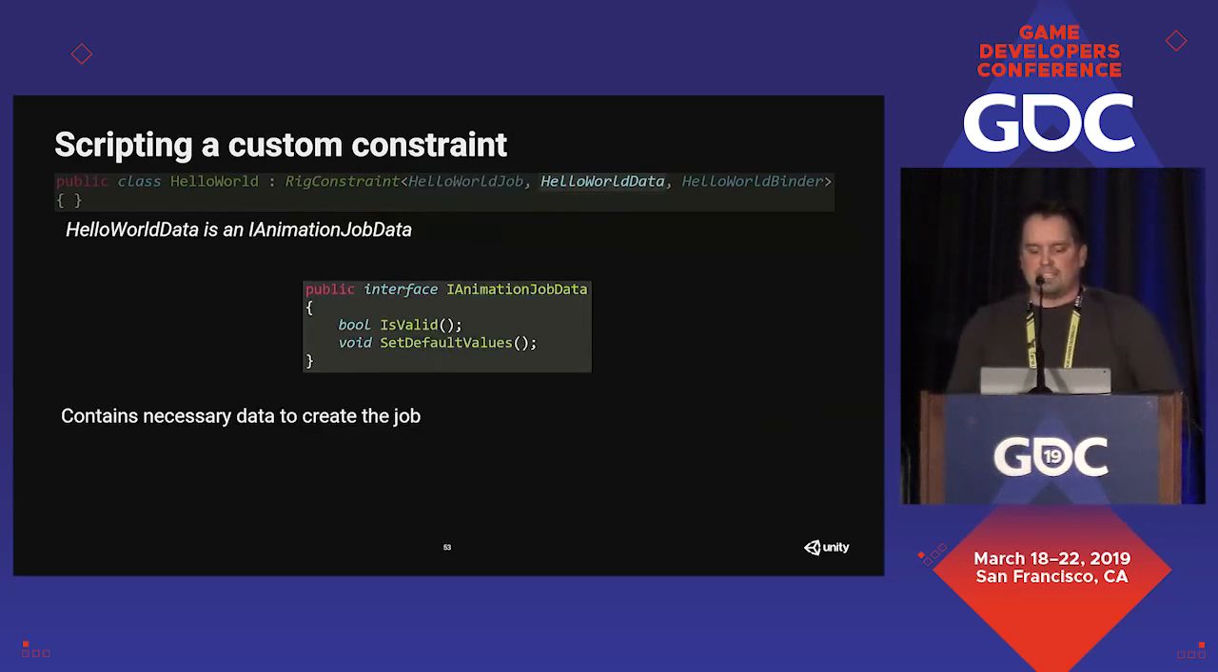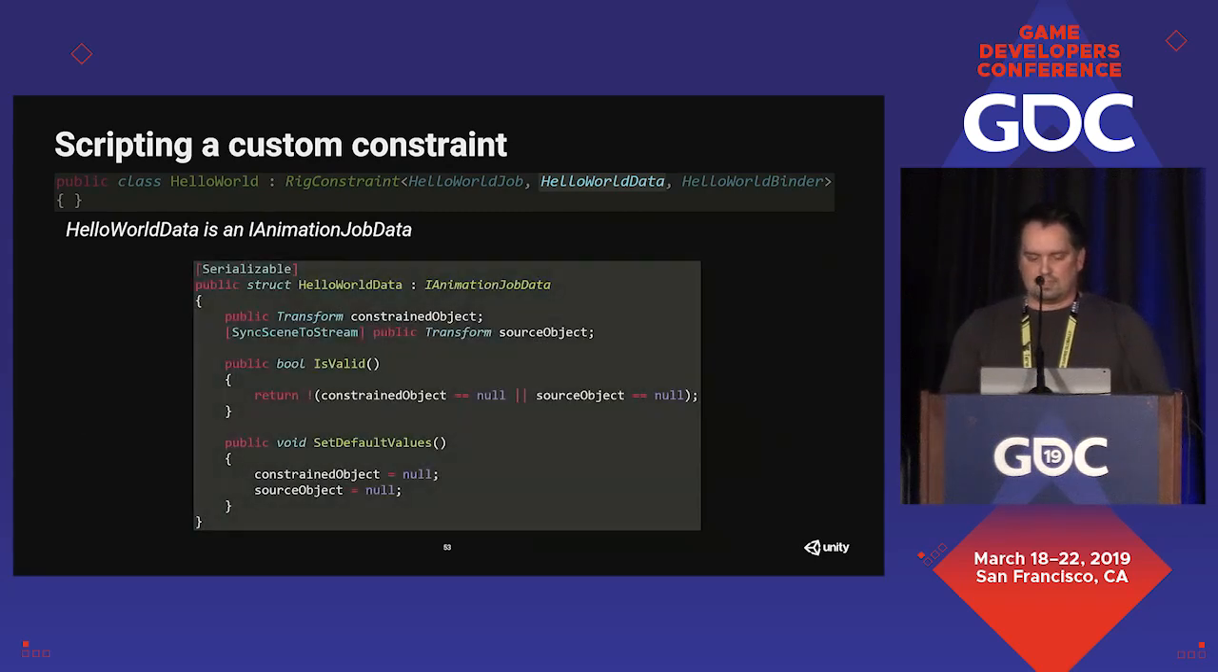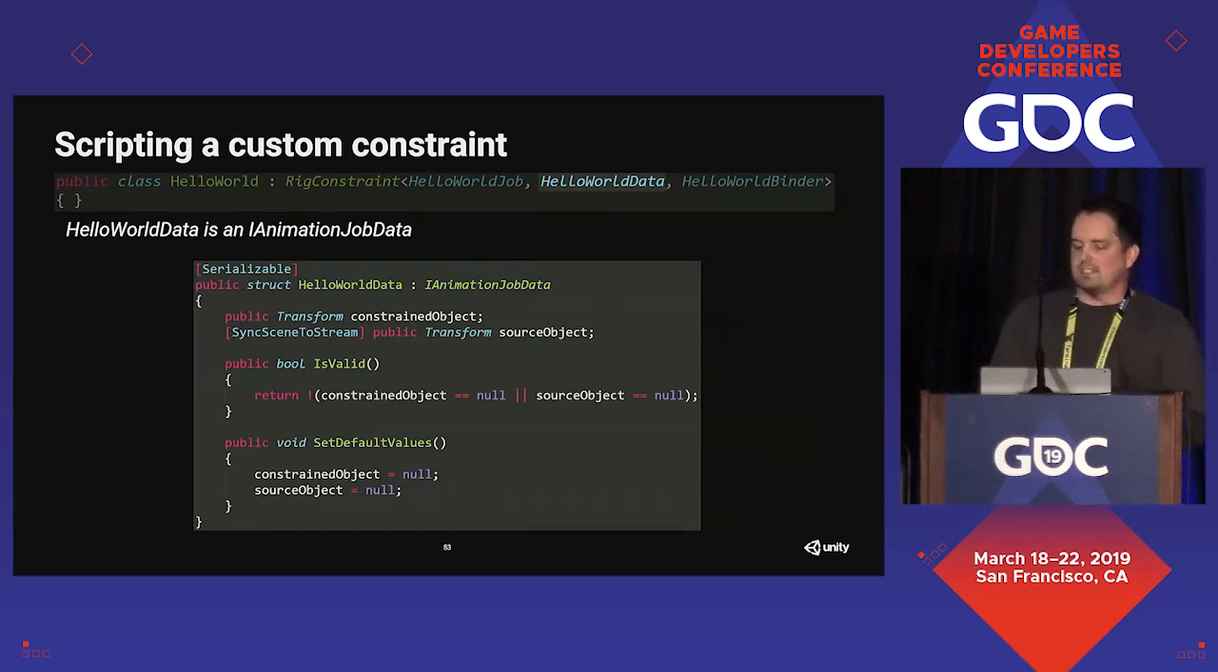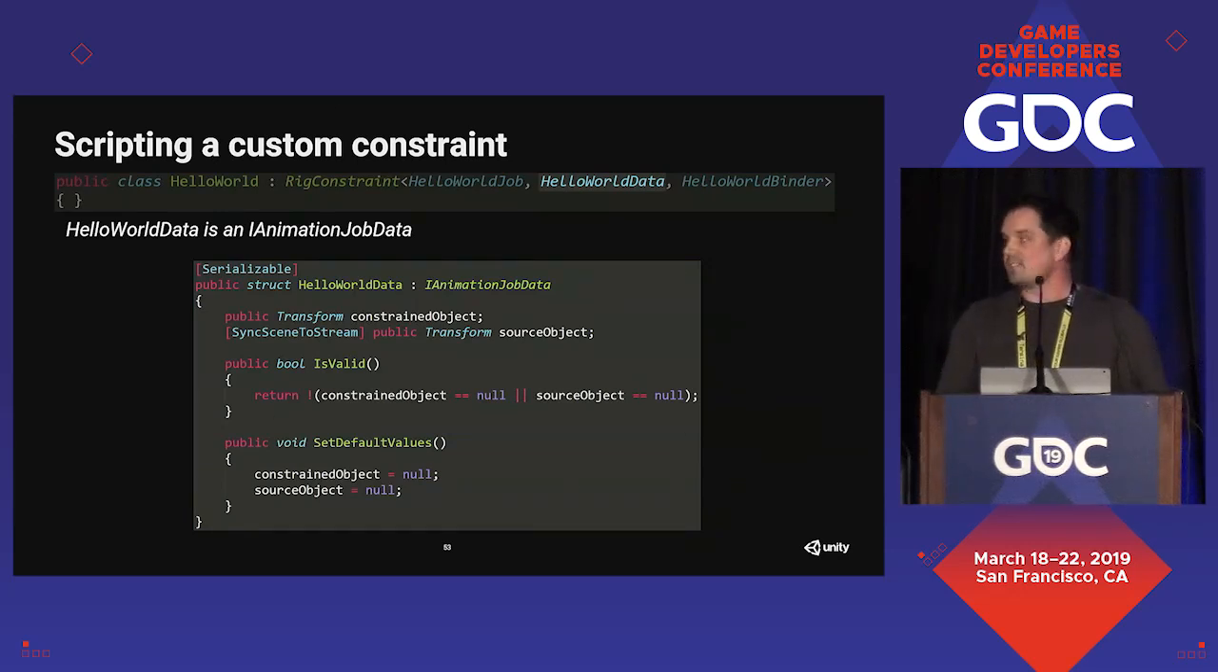The hello world data is an IAnimationJobData which requires us to declare two functions. IsValid to check that the data needed to create the job is correctly set, and SetDefaultValues, which initializes the data when we first create the constraint. Here's how we would implement hello world data. It naturally contains transform references to both the constrained and source objects.